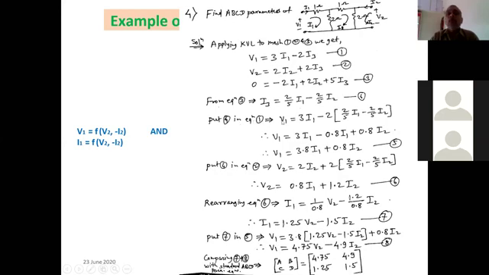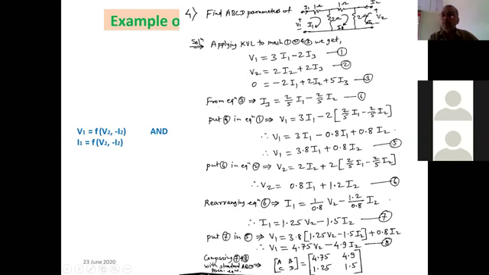So if you put this in equation 1, you will get V1 is equal to 3 I1 minus 2 times I3. I have substituted the value, simplified this and then clubbed all the similar terms together, and the resultant equation is V1 is equal to 3.8 I1 plus 0.8 I2.